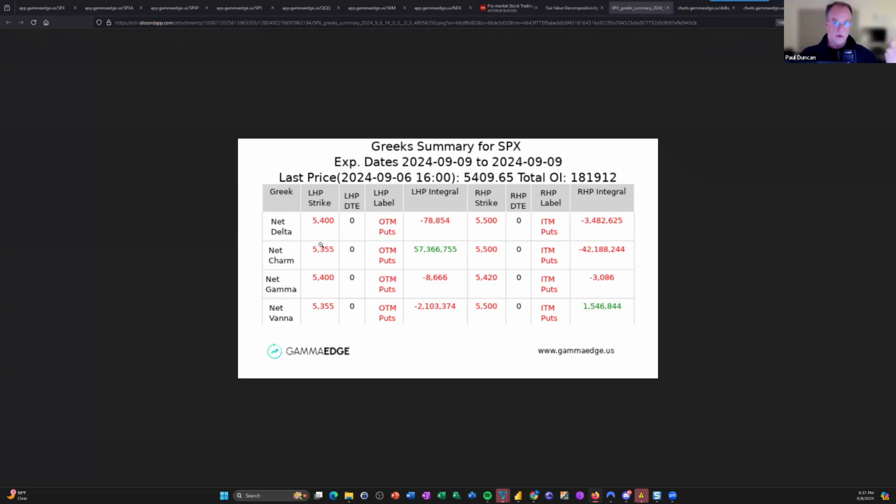Now, why is that important? Charm is time. Gamma is the underlying spot price. Vanna is volatility. So what do we have here? We have charm, which is a measure of how much delta changes per unit change in time. Gamma, how much does delta change per change in the underlying? Vanna, how much does delta change per change in volatility?